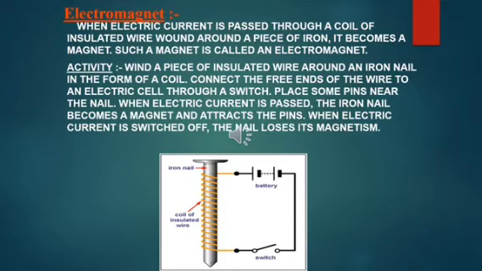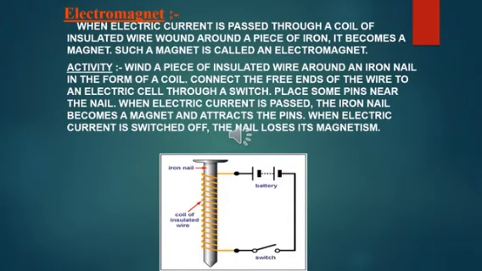When you switch on, electricity will pass, right? When electricity is being passed, the iron nail becomes a magnet, correct? Yes or no? It becomes a magnet. Once it becomes a magnet, it will start attracting the pins near it. If you have placed small pins near it at the tip of the nail, the pins will get attracted towards that iron nail.